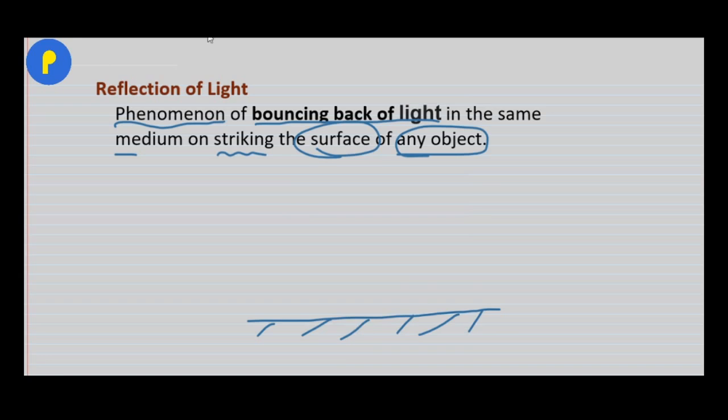Then let's assume that a ray of light comes from this direction and it strikes at this point, right? And it gets reflected like this. This is the incident ray and this is the reflected ray. So the light is bouncing back.